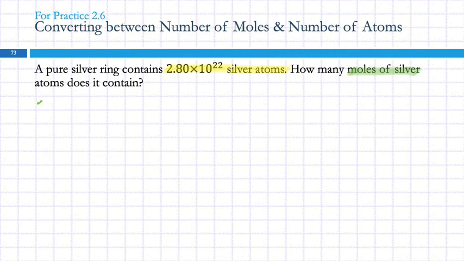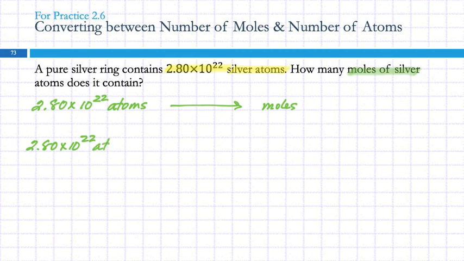So I'm given 2.80 times 10 to the 22 atoms, and I'm trying to find moles. Then I'm going to figure out how I can get from atoms to moles. Well, we just learned that relationship between moles and number of atoms, right? So we can go directly from one to the other. So 2.80 times 10 to the 22 atoms.